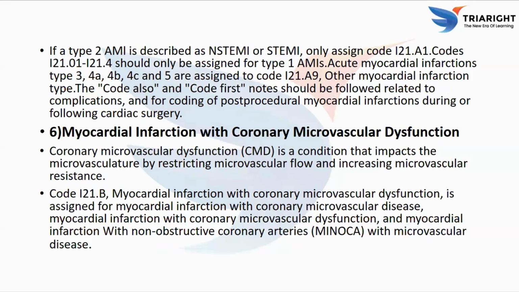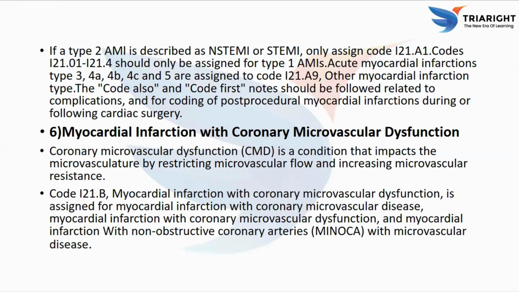Type 2 MI and MI with coronary microvascular dysfunction. Type 2 MI happens when the heart doesn't get enough oxygen, right? Not because of a blocked artery, but due to another condition, like low blood pressure, severe anemia, shock, or increased oxygen demand. So this is caused by an imbalance between oxygen supply and demand, not by a clot.